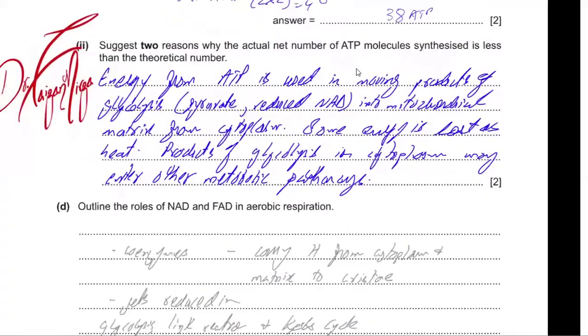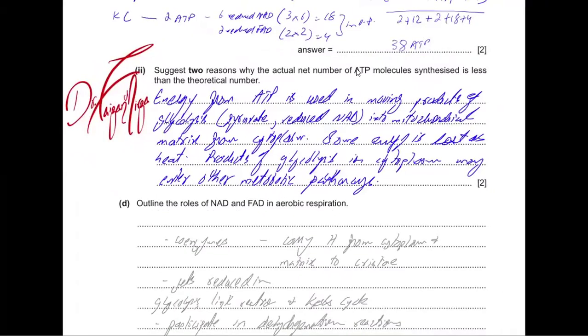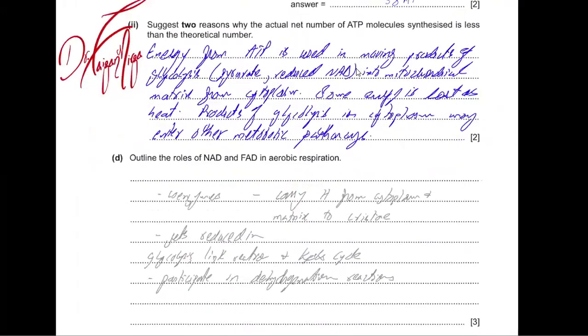Next, there are two reasons why the actual net number of ATP molecules synthesized is less than the theoretical number. ATP's energy is used in moving the products of glycolysis, such as pyruvate and reduced NAD, into the mitochondrial matrix from the cytoplasm. So that will consume ATPs and energy. Some energy is lost as heat. Plus, products of glycolysis may enter some other metabolic pathway within the cytoplasm.